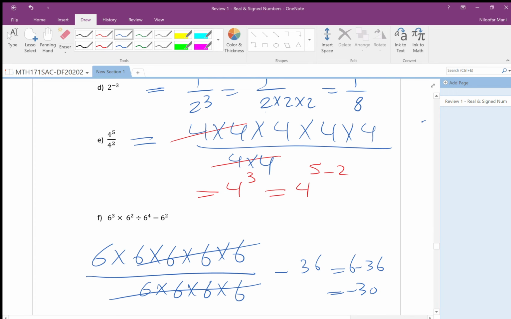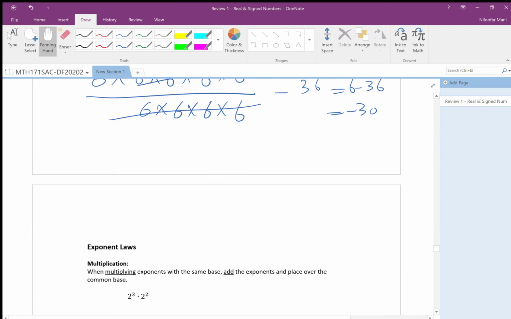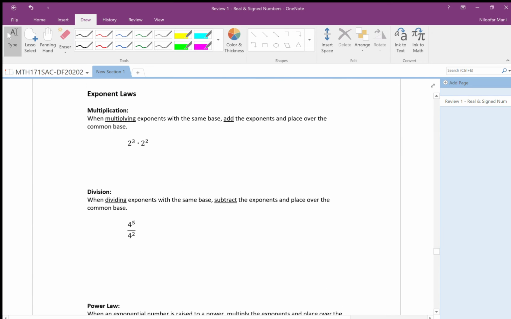Okay, but I don't think this should be here, because I didn't teach you order of operations yet. When I teach you order of operations, this will be easier to understand. So now, exponent laws. Yes, perfect.